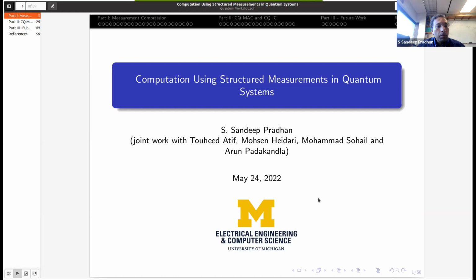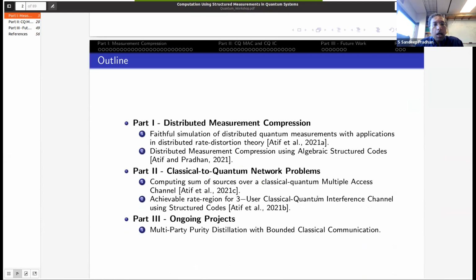All right, so I would like to have this outline here for the talk. We're going to be talking about two kinds of problems. One is measurement compression, what we call measurement compression in a distributed setting. And then the channel coding problem, which is communication of information over quantum channels.